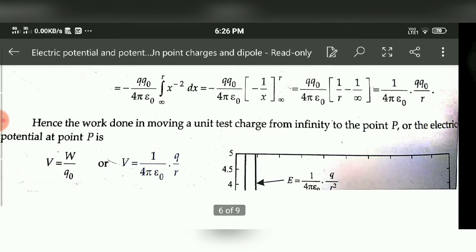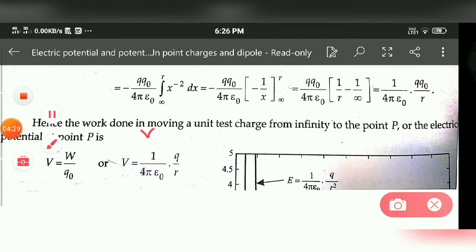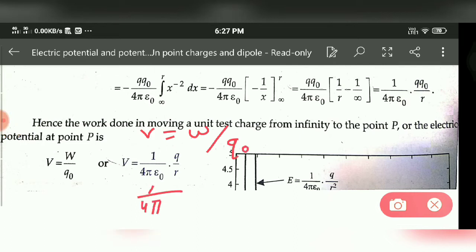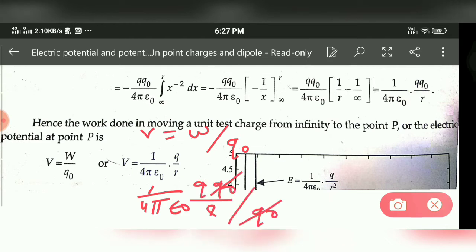As we know, potential is work done per unit test charge. So work done is 1 by 4 pi epsilon naught Q naught Q by R, and this is work done divided by Q naught. This Q naught gets cancelled with this Q naught.